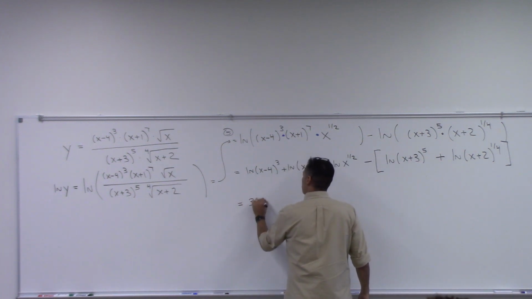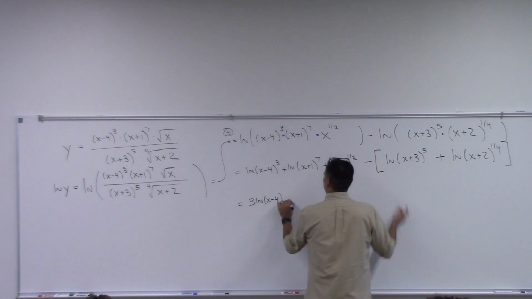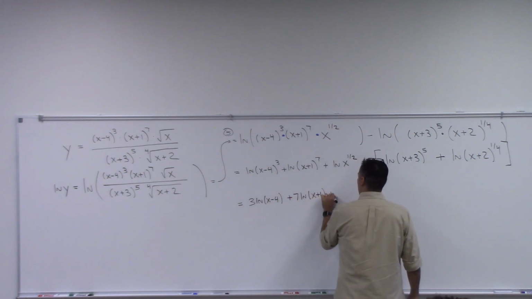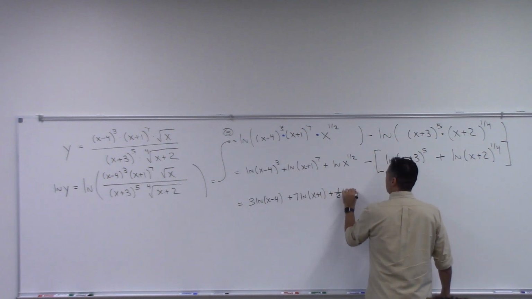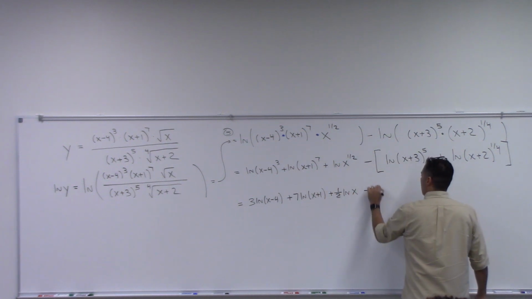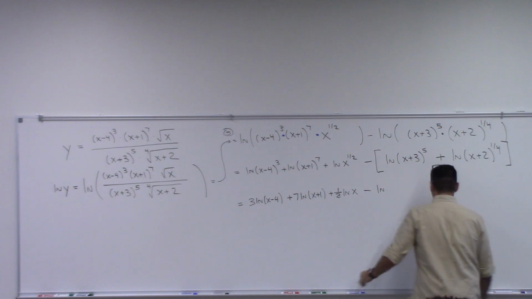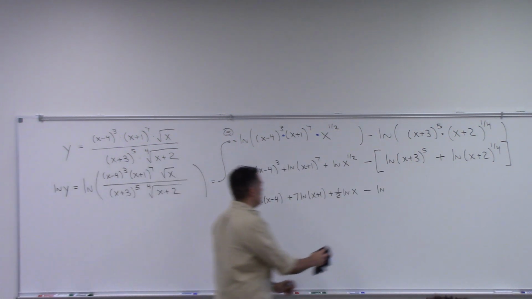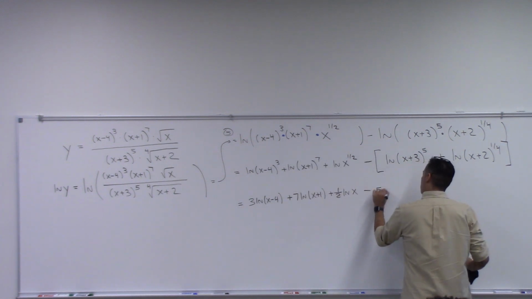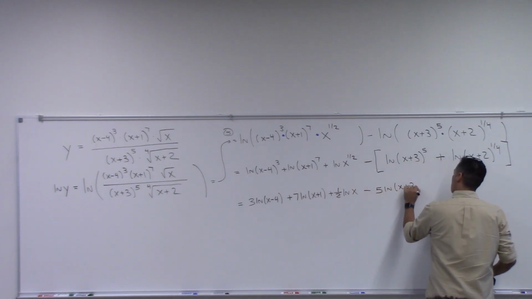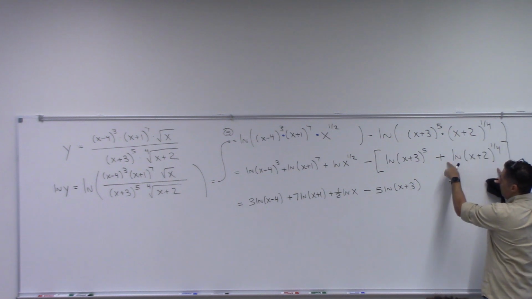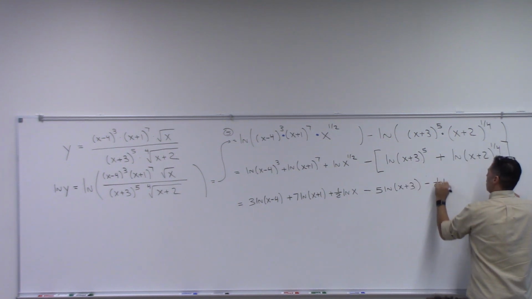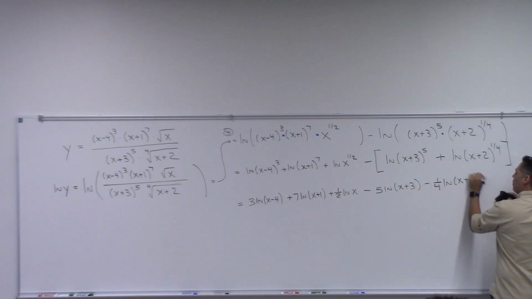3 comes down, 3 natural log of x minus 4. 7 comes down, plus 7 natural log of x plus 1. 1/2 comes down, 1/2 natural log of x. Minus, the 5 comes down, forgot the 5, minus 5 natural log of x plus 3. This is going to be a positive 1/4, but I'm going to distribute the negative now, so negative 1/4 natural log of x plus 2.